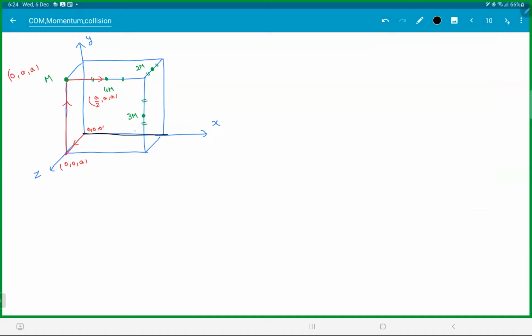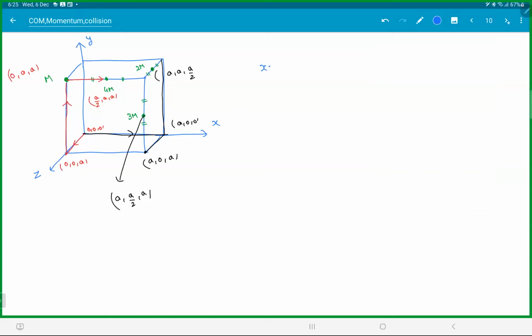Similarly, if you travel like this, this is a, 0, 0. Then if I go straight up, this will be a, 0. And then this one will be a, a by 2. And for 3m, if you go this way here, this will be a, 0, a. And the coordinates of 3m will be a, a by 2, a. Check your coordinates.